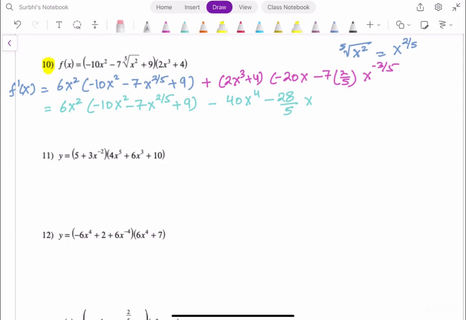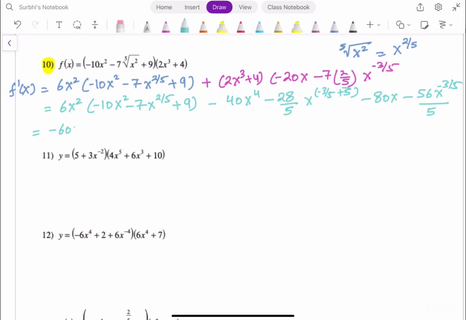Let's rewrite it again. X to the power of negative 3/5 plus 5, because I can combine those two terms together, the x's together. And then minus 80x and minus 56x to the power of negative 3/5 over 5. So be careful with the fractions in the exponent as well. Let's combine the like terms.